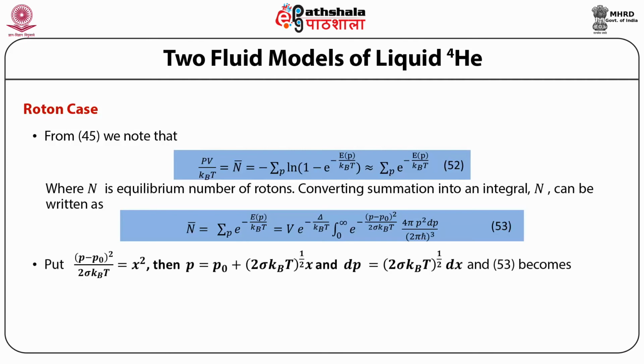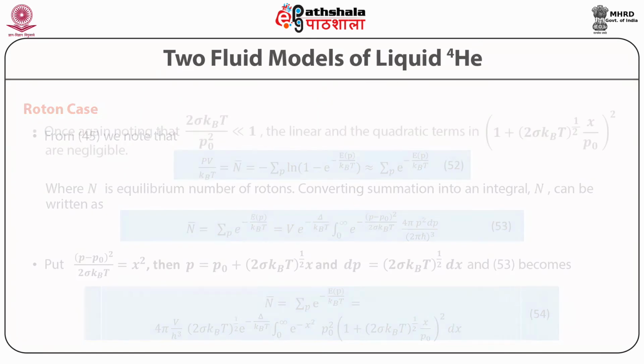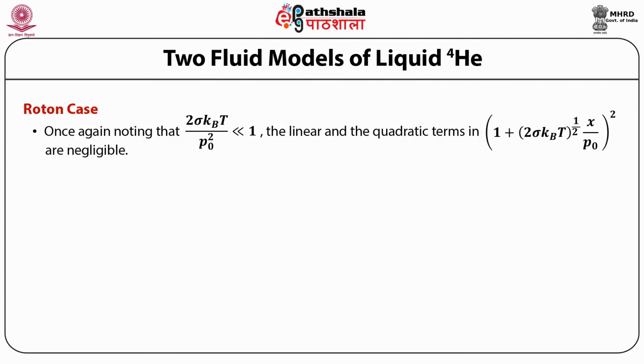Put (p minus p₀)² divided by 2σ k_B T equal to x². Then p is equal to p₀ plus (2σ k_B T)^½ x, and dp is equal to (2σ k_B T)^½ dx, and equation 53 becomes equal to 4π V upon h³ times (2σ k_B T)^½ e raised to power minus Δ upon k_B T times the integral from 0 to infinity of e raised to power minus x² p₀² into (1 plus (2σ k_B T)^½ x upon p₀)² dx. Once again noting that 2σ k_B T upon p₀² is very much less than 1, the linear and quadratic terms in (1 plus (2σ k_B T)^½ x upon p₀)² are negligible.